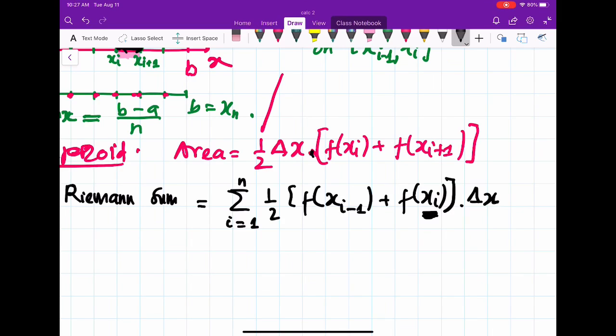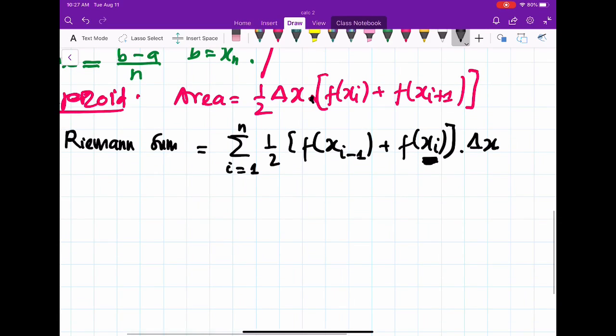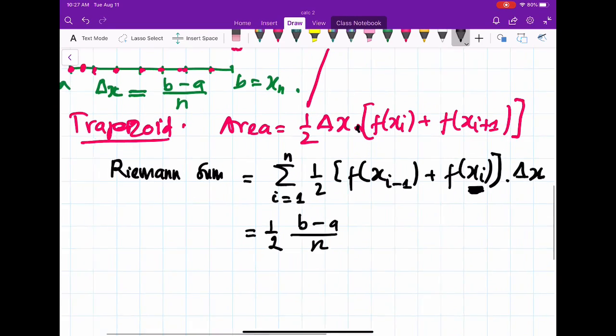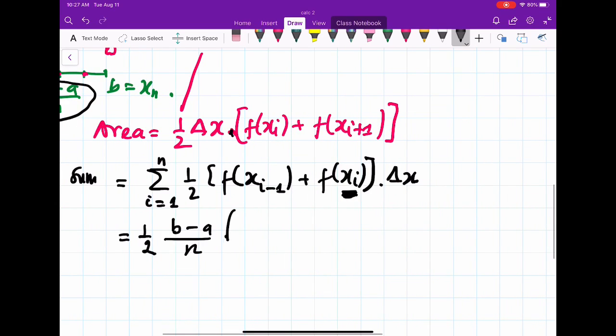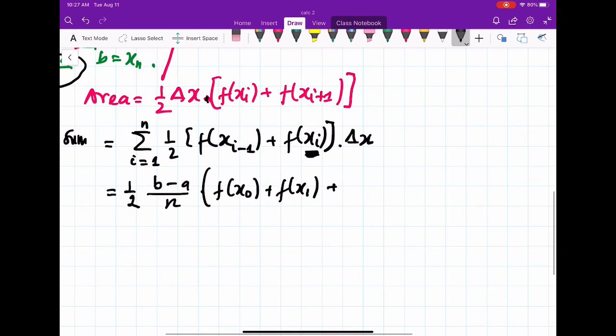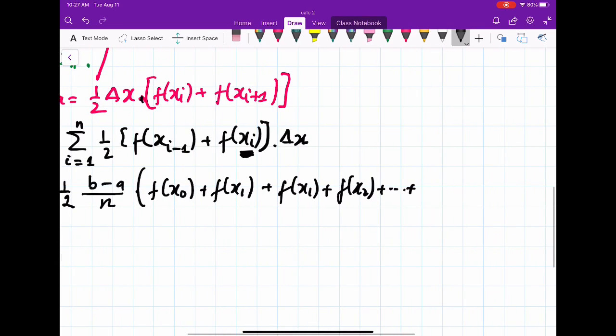Now when you sum them up, you get the following. I can take 1/2 out. Of course, delta x is also common, so I can take that out. And what is delta x? That is (b minus a) over n, right? We just calculate this right here. And inside, I will have f of x0 plus f of x1, that is from the first term, plus f of x1 plus f of x2, and so on, plus f of x(n minus 1) plus f of xn.